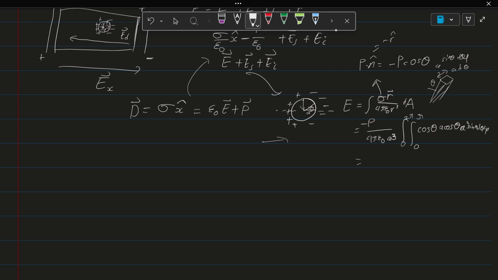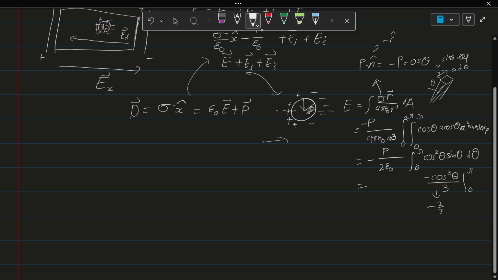And because the function is not dependent on phi, we can just switch it and just do the integral straight away. It's going to give us negative p over 2 epsilon 0, and the a is going to cancel each other out. So it's just the integral from 0 to pi of cosine squared theta sine theta d theta. So if you try to solve this integral, this is like negative cosine cubed theta over 3. Plugging in 0 to pi, this is going to give us negative 2 over 3, negative p over 2 epsilon 0.